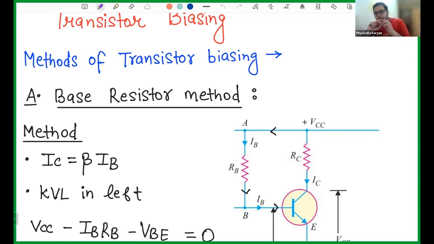Now I'm going to explain the different kinds of biasing questions you will see. There are basically four types of questions in previous year papers, whether you go for GATE, NET, or any exam. With transistors there is one additional topic known as amplifiers. Between transistors and op-amp there is this small topic, but it is one of the very difficult topics.